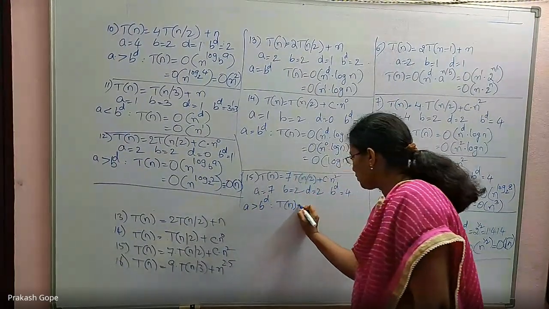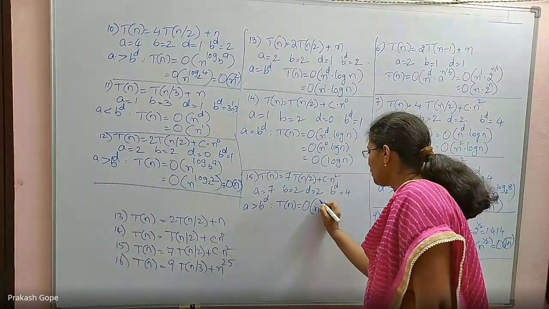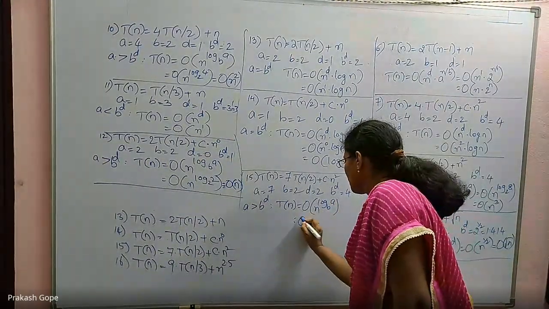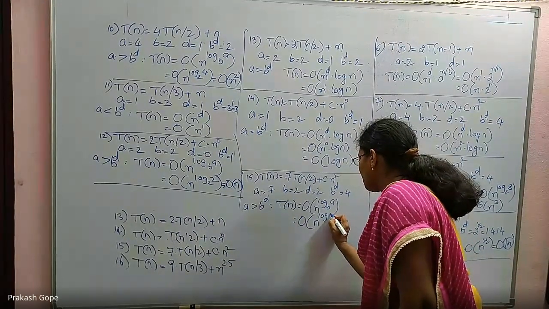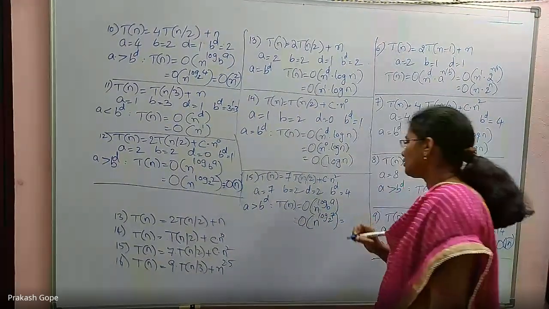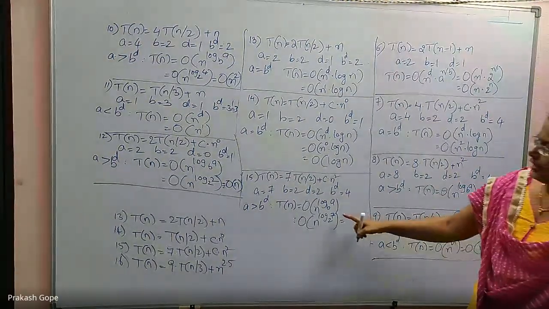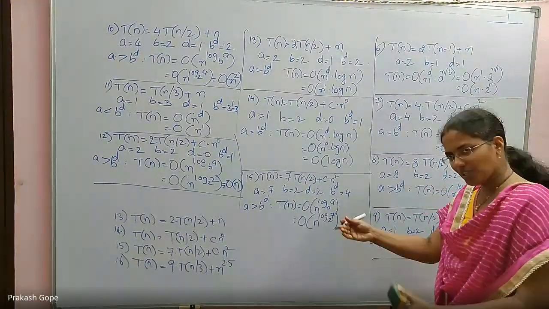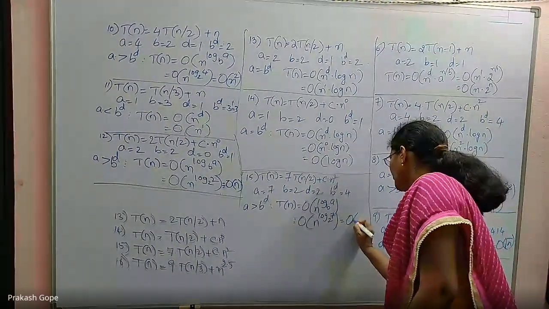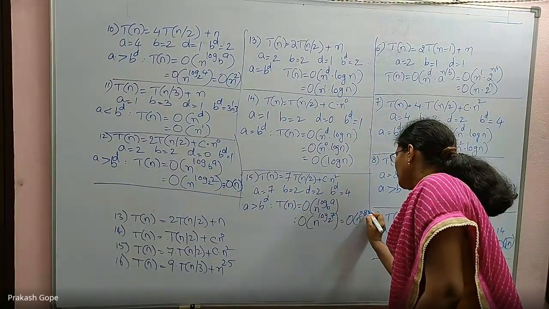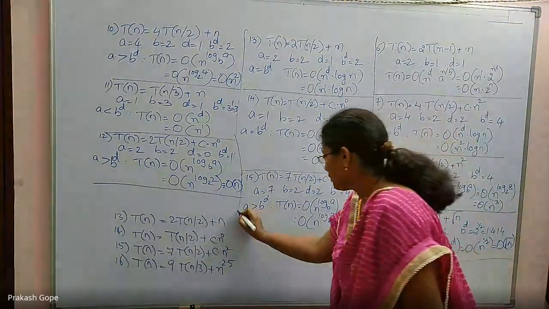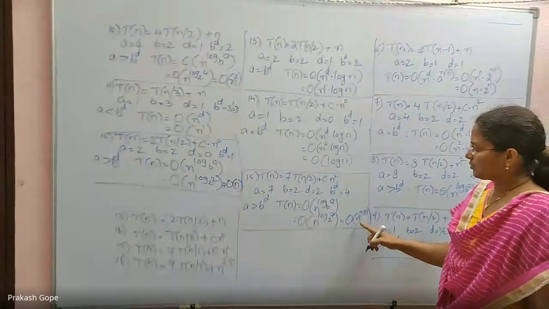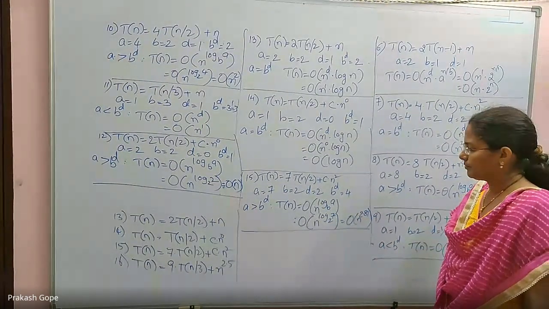So T of n is equal to big O of n power log A to the base B, which is n power log 7 to the base 2. What is log 7 to the base 2? Log 8 to the base 2 will be 3, but log 7 to the base 2 is less than 3. It is approximately n power 2.81. You can leave it like this, but if you want the exact answer, it is big O of n power 2.8.